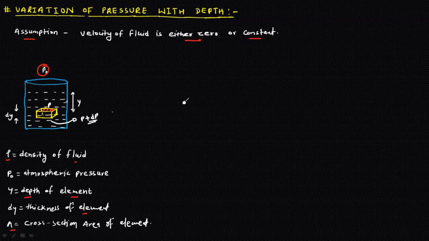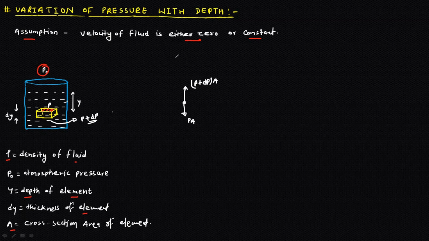So now let's draw the forces. P multiplied by the cross-section area A is the downward force on this element due to the pressure. At the bottom, P plus dP multiplied by A will be the force in the upward direction. Also, there will be a gravitational force acting in the downward direction, and that will be dm times g.